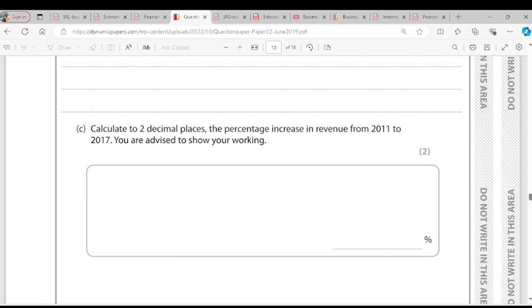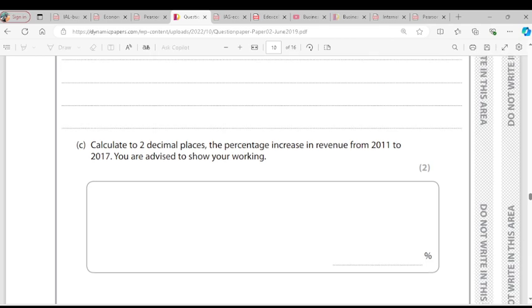Calculate to 2 decimal places the percentage increase in revenue from 2011 to 2017. You are advised to show your working. The formula is the change in revenue minus original revenue, divided by original revenue, multiplied by 100. That's the formula.